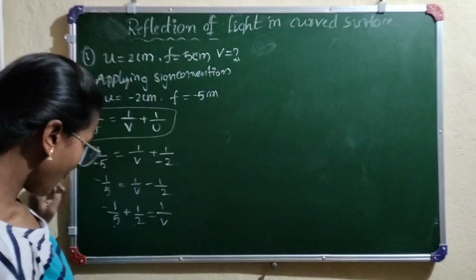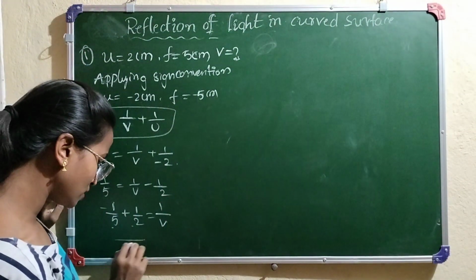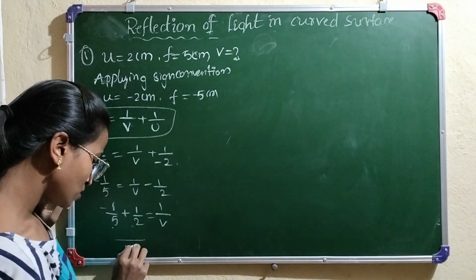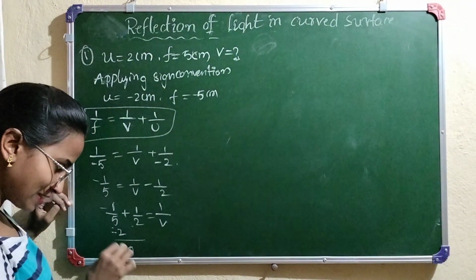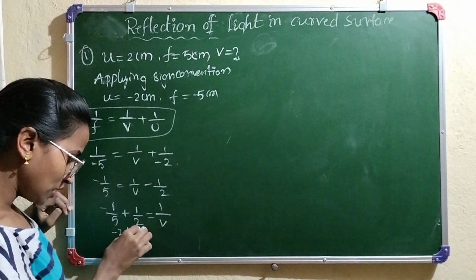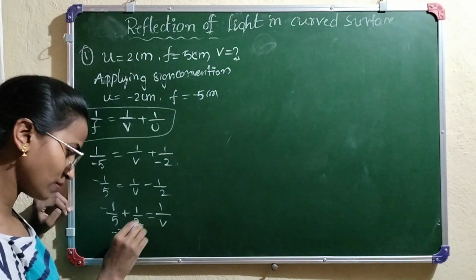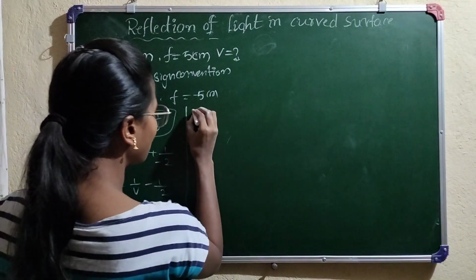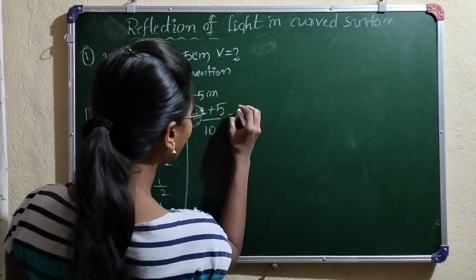So now see. So minus 1 by 5, if I am taking this side, it will become minus 2. So the LCM for these two will become 10. Okay, 5 2s are 10. So minus 2. In this LCM, in this 5 table, it will come 2 into minus 1, minus 2. In this LCM in 2, it will come 5, 5 into plus 1, which is 5. So now it will become minus 2 plus 5 by 10, which is equal to 1 by V.